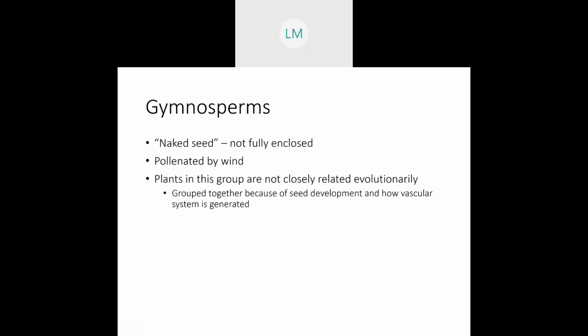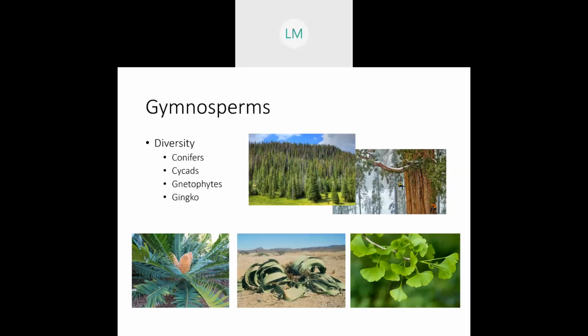This shifts a little bit when we move into our angiosperms. And this is kind of a weird group because the plants that we have in this group aren't actually related closely, evolutionarily speaking, but they have very common seed developments and they have very common vascular tissue systems. So they're all kind of grouped together, but they're very different. And you'll see that when we look at the different examples, which are right here.